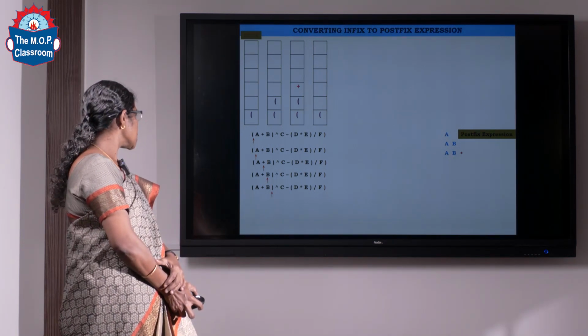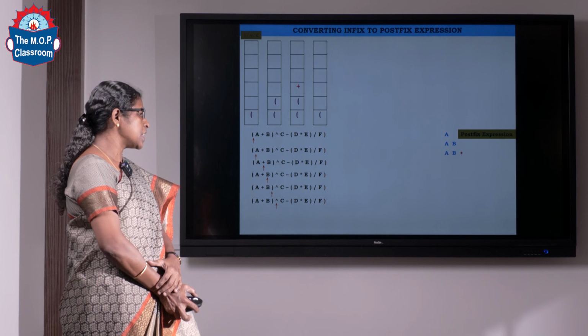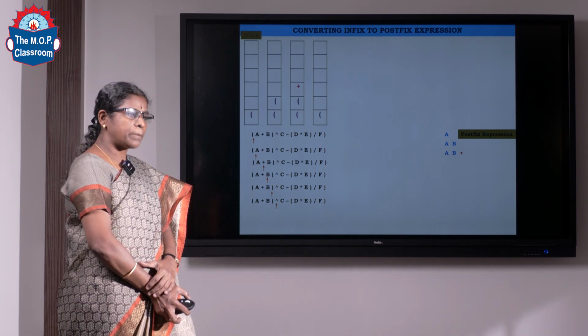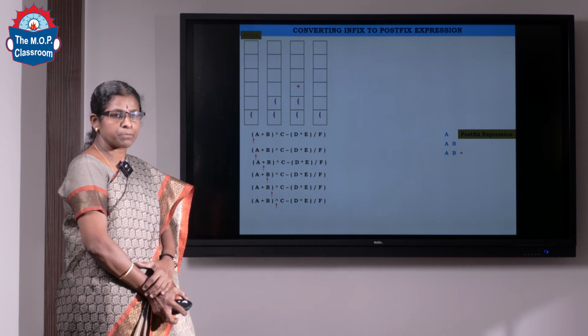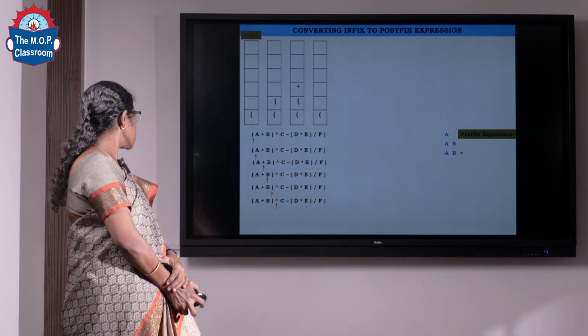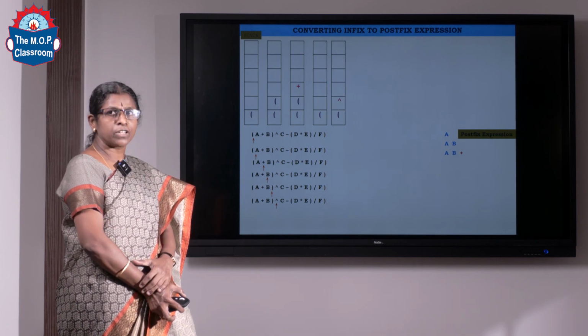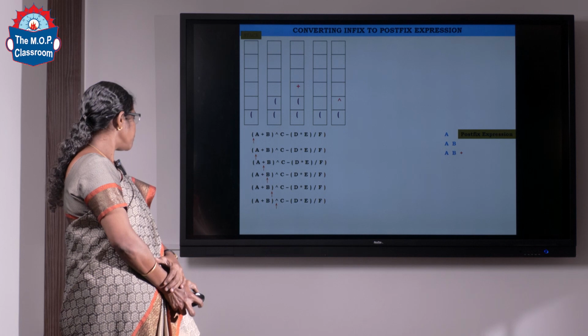Now continue the process. The next element to be encountered is an exponent. So check the stack for any operator with equal or higher precedence. There is no operator, so just push the new operator onto the stack. The status of the stack after pushing the new operator is shown.